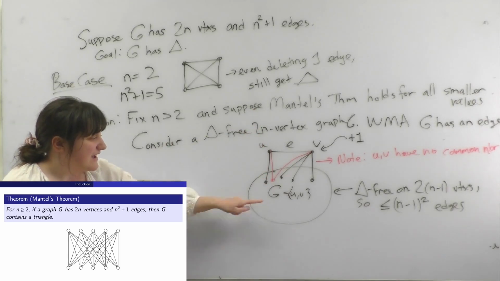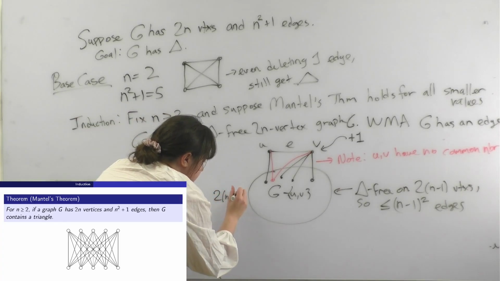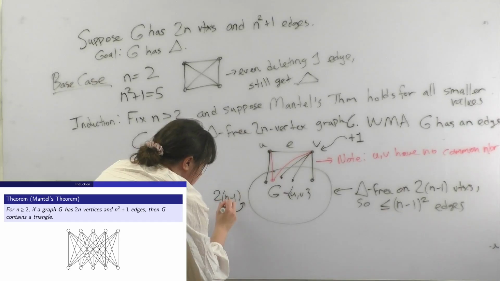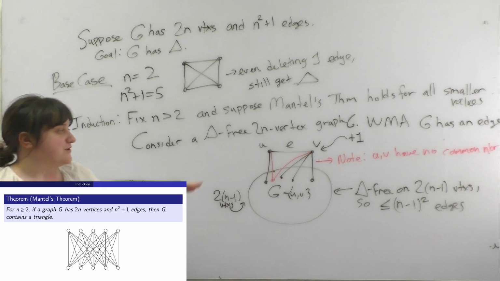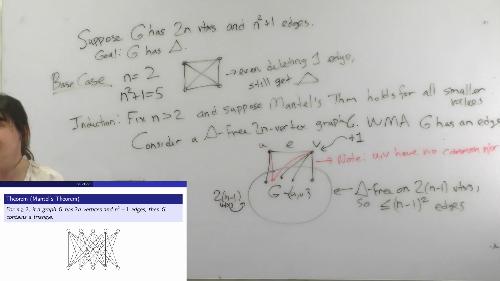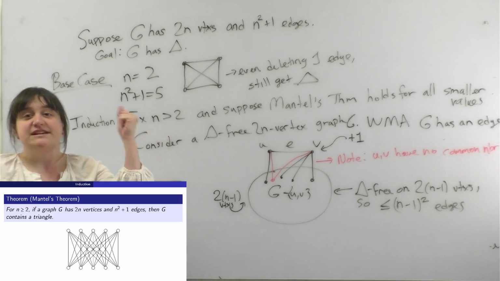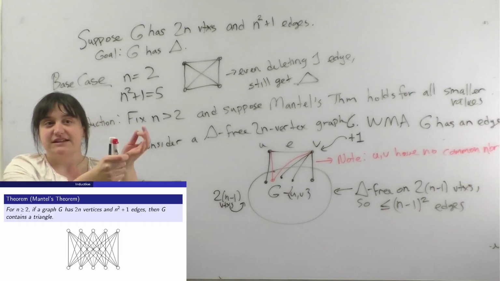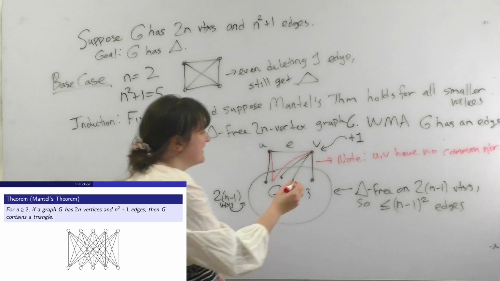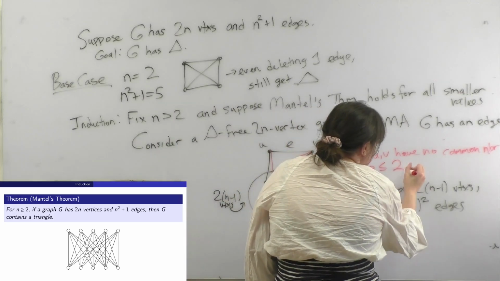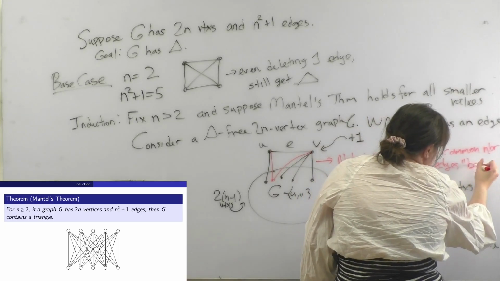So what's the biggest number? There's 2 times n minus 1 vertices down here. What's the biggest number of edges that U and V together can send down here? Yeah, 2 times n minus 1, or 2n minus 2 if you prefer. If they sent more than that, they would have to have a place where they both send to that vertex. Pigeonhole principle, yeah. So at most, 2 times n minus 1 edges between.